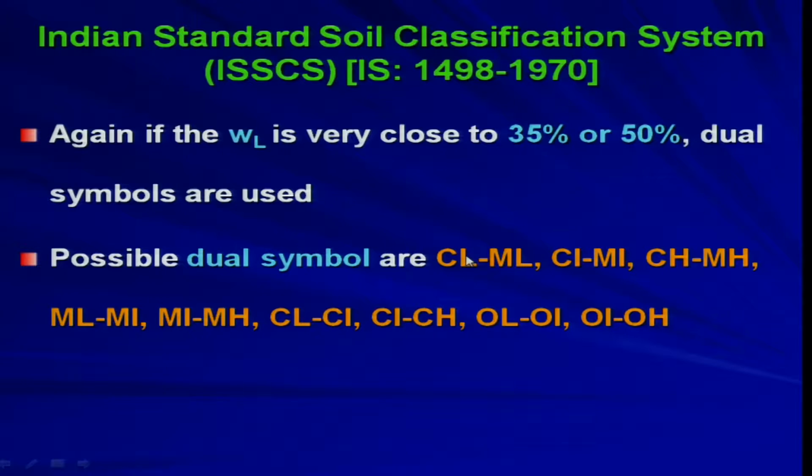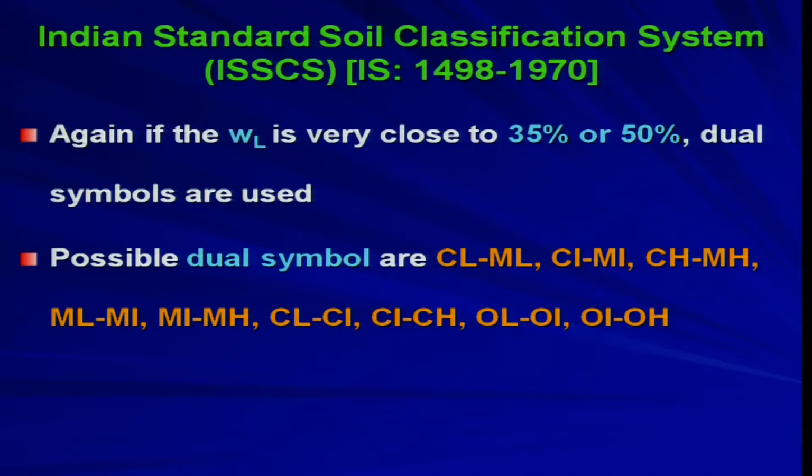Please try to understand, when the prefix is different, like CL-ML, C and M, both are different. Similarly, CI-MI, C and M are different. So, these dual symbols indicate that the point is very close to the A line. It could be either clay or silt. So, it is getting a dual symbol because it is coming very close to the A line.